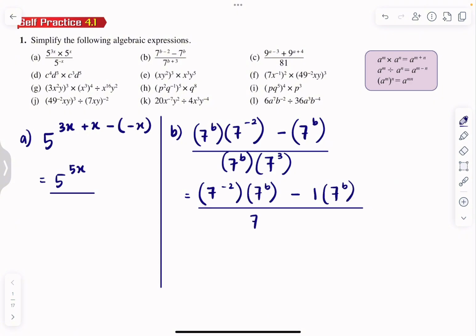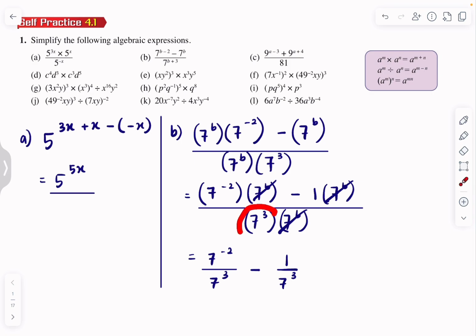over 7 cube 7b. If you realize, all of these terms, this is one term, this is one more term, this is one more term. All these terms have 7b. So what we can do is cancel. Now we are left with 7 negative 2 over 7 cube minus 1 over 7 cube. Since this denominator is shared among this and this, I can split it like this.